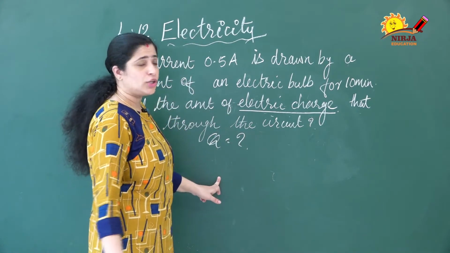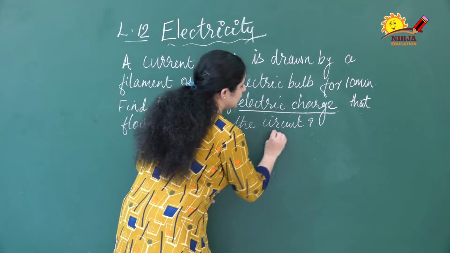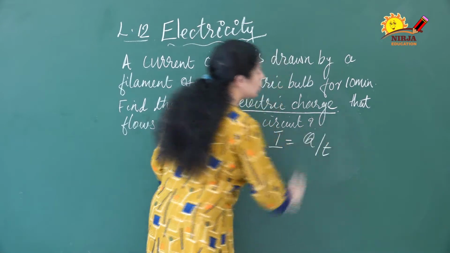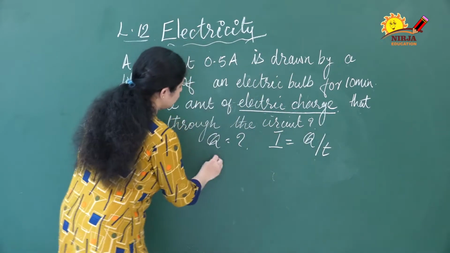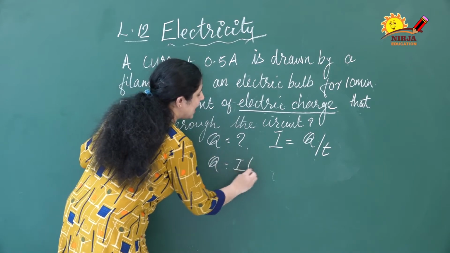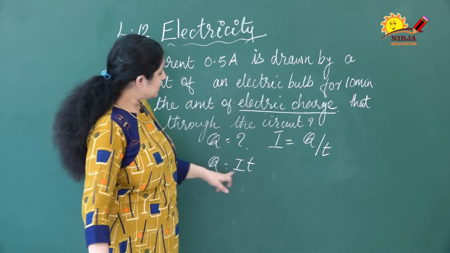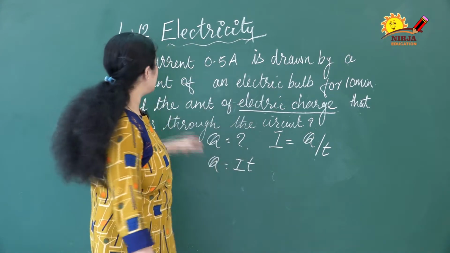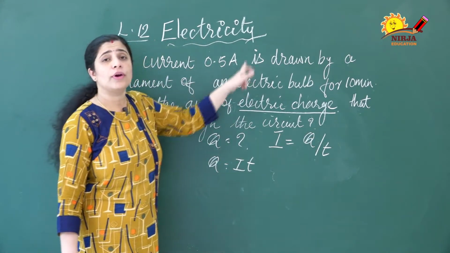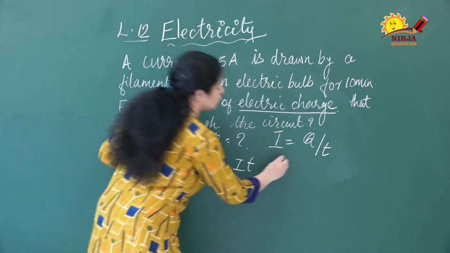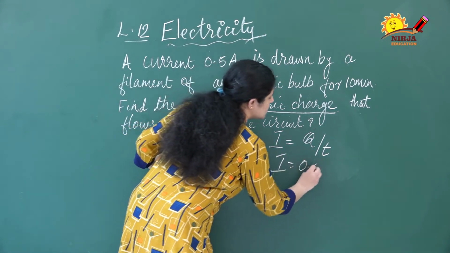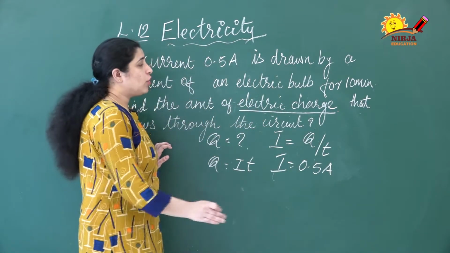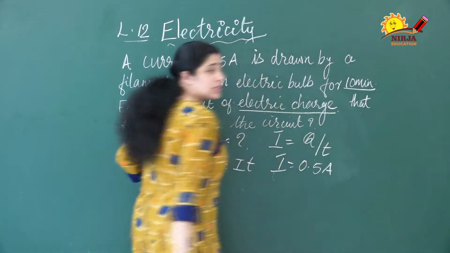So what is the equation for Q? You know the equation for I. What is the equation for I? That is equal to Q by T. So Q will be equal to IT. We will see whether we have got all this in the question. I, have they given I? Yes, a current of 0.5 ampere. You know that ampere means current. So I is equal to 0.5. And for 10 minutes, they have given the time also.